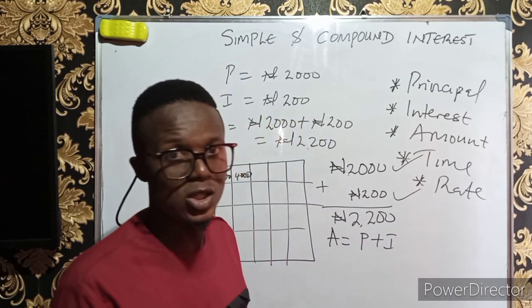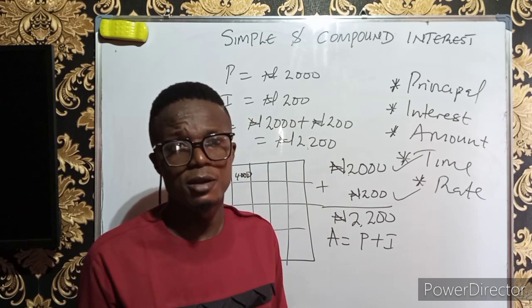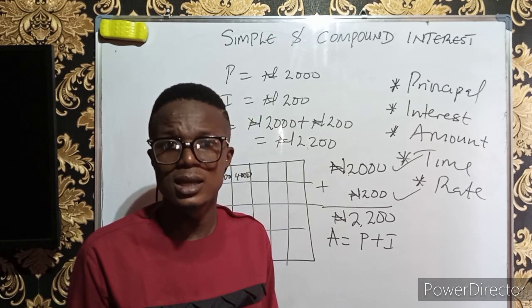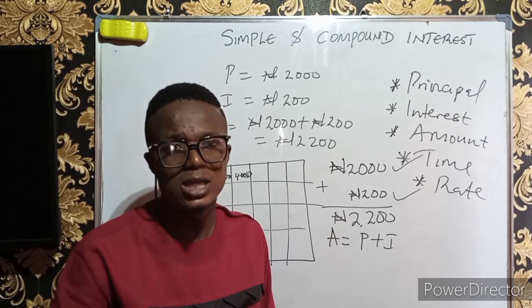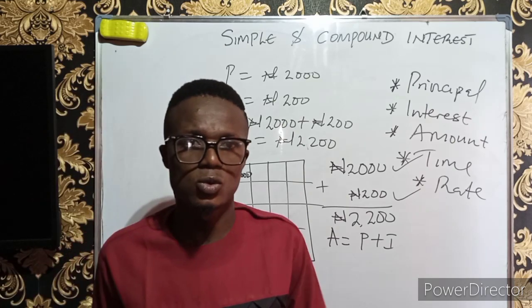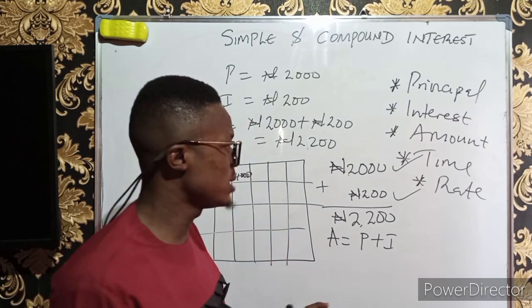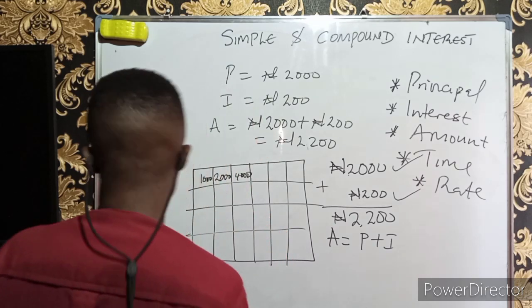Rate is just the percentage of repayment. This rate is very, very important also because it can determine the kind of interest you will pay. If the rate is too high, the interest will be too high. While if the rate is too low, the interest will be low. Also, it's very, very important.